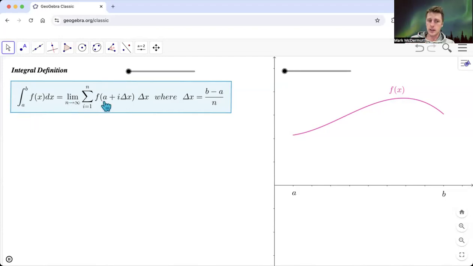What we're going to do today is put that idea to the test a bit more rigorously and explain exactly what the definition of the integral is. And here it is in all its glory.